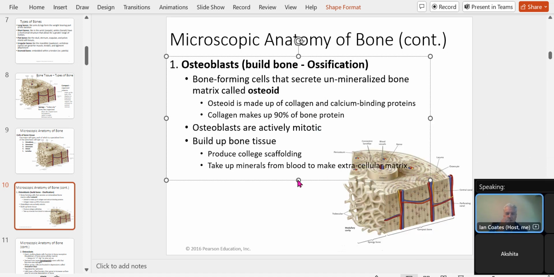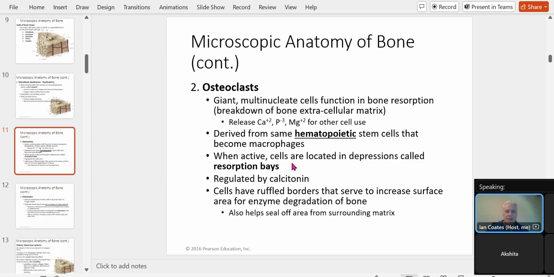Thank you. All right. So, osteoblasts build bone, right? When the blood calcium starts to get too high, we don't throw it out. We've got to get that blood calcium lower, so where do we put it? We throw it onto the bones. Osteoblasts build bone. Osteoclasts degrade bone.